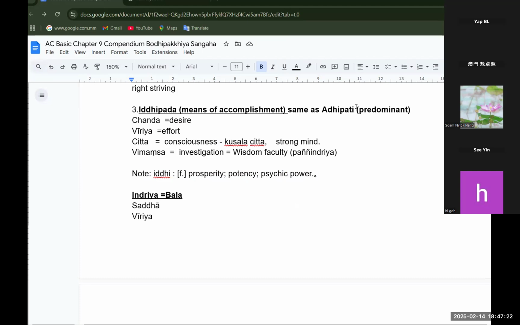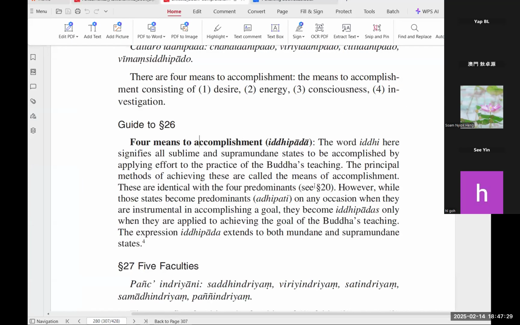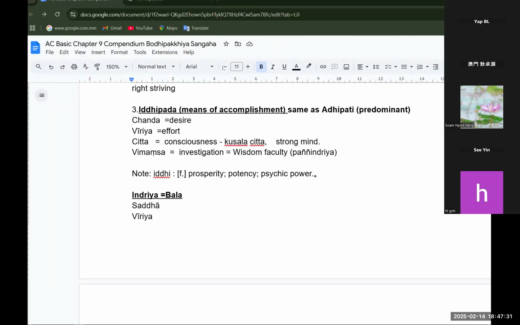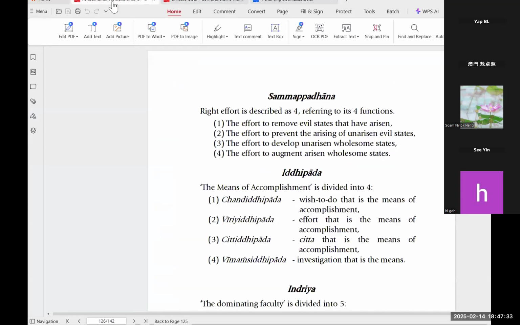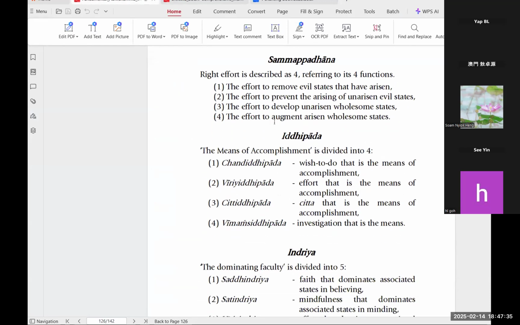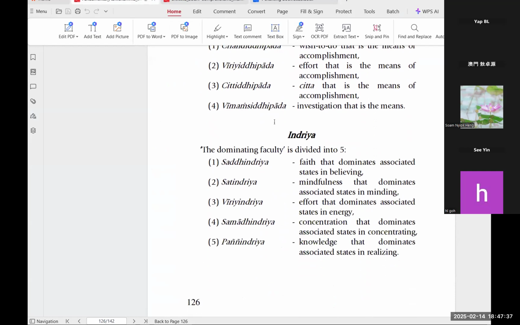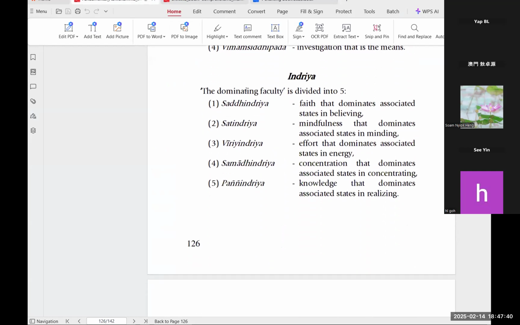We already studied adhipati, I think, previous week. So next one will be on indriya. Actually we can go quite fast, because this one we studied before. We studied indriya before.